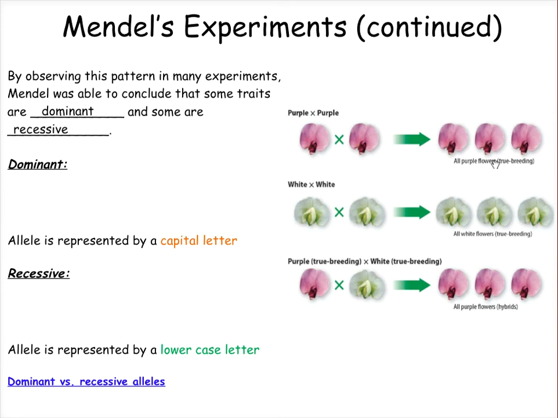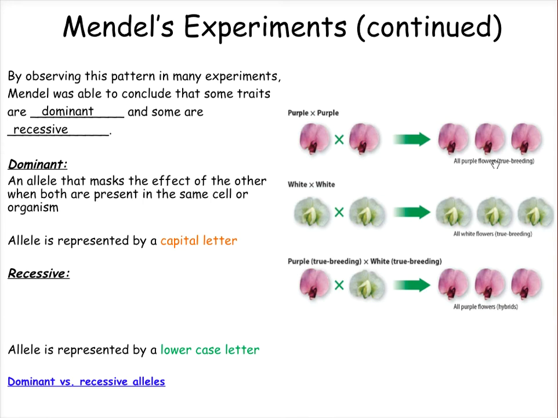Now, although Mendel was working before the discovery of DNA and genes, today we know that the, quote, factors that Mendel discovered are actually alleles. And so a dominant allele is an allele that masks the effect of the other allele when both are present in the same cell or organism. As we go forward, we will represent dominant alleles with a capital letter.